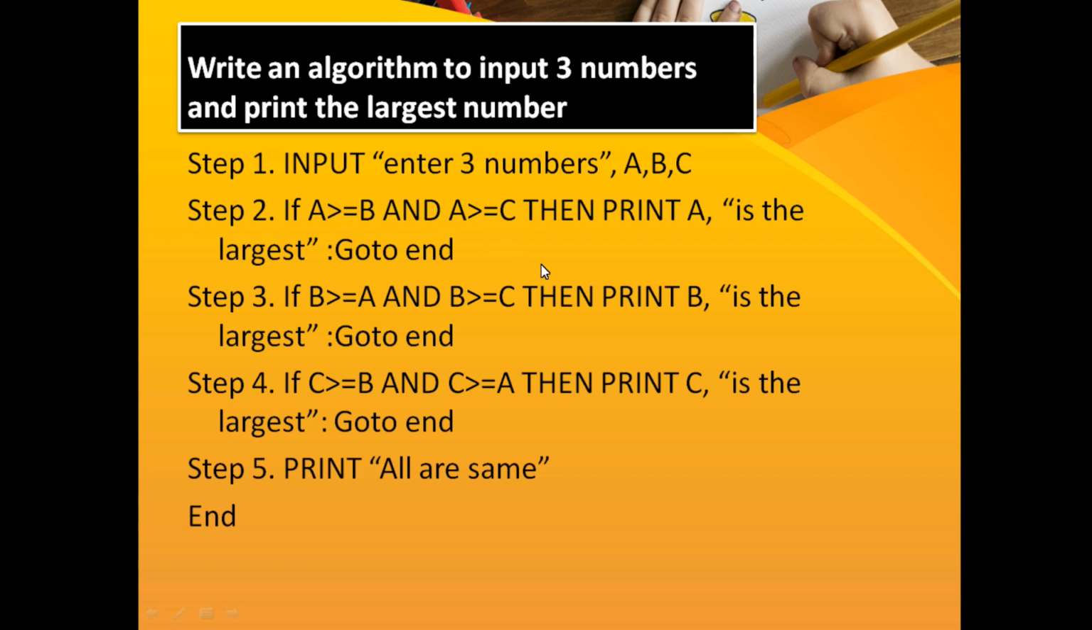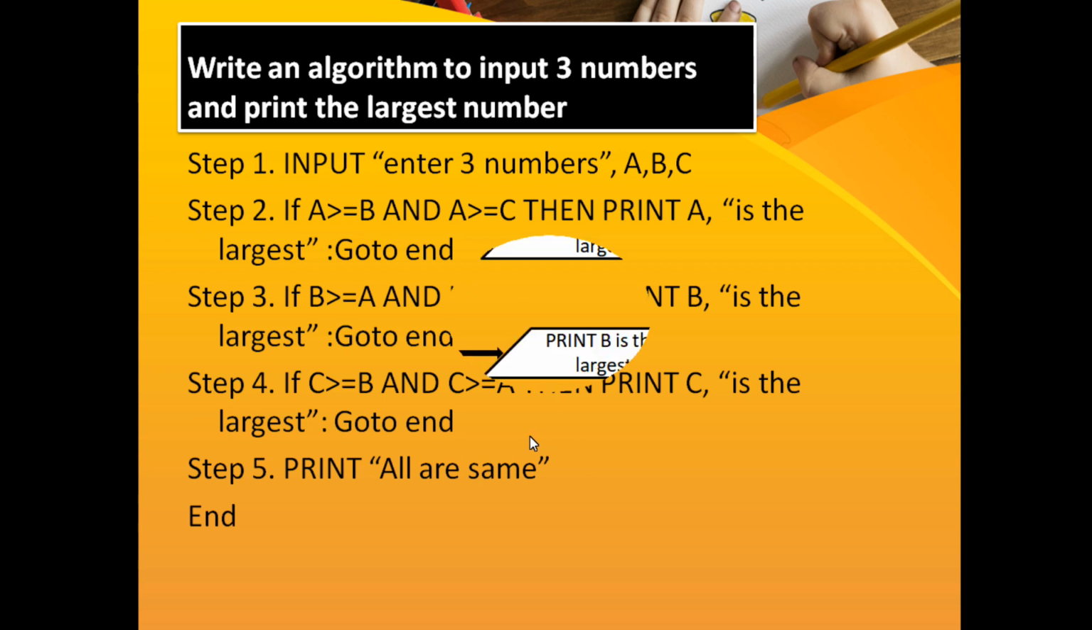So if A is greater than or equal to B and A is greater than or equal to C, then print A is the largest, go to end. Again, the connector will be working here. If B is greater than A and B is greater than C, print B is the largest, again connector. If C is greater than B and C is greater than or equal to A, then print C is the largest, again the connector. And on step 5, assuming that all these three conditions are false, obviously that means that all the three numbers are same. You print all are same and then you don't write the connector because after step 5 you're reaching end only.